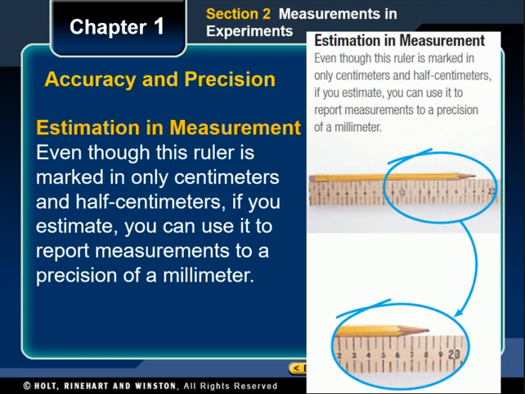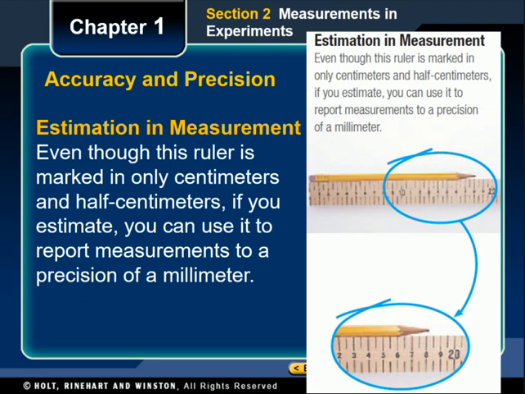In many situations, you can improve the precision of a measurement. This can be done by making a reasonable estimation of where the mark on the instrument would have been. Suppose that in a laboratory experiment, you are asked to measure the length of a pencil with a meter stick marked in centimeters, as is shown on the screen here.